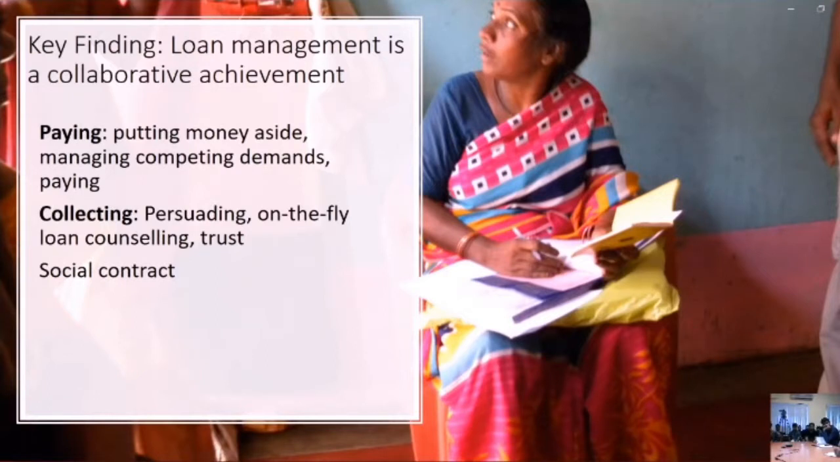So the final set of findings are around the social dynamics of loan payment. And I have to say, we have really deep ethnographic findings. These have been synthesized and put up to a very high level to make a short talk. But you can read the papers if you want to know more. So loan management's a collaborative achievement between the collector and the driver. But the driver has to put money aside, and this means managing competing demands.